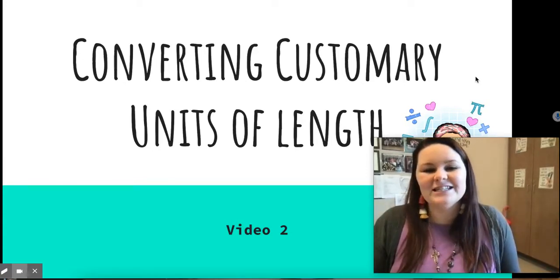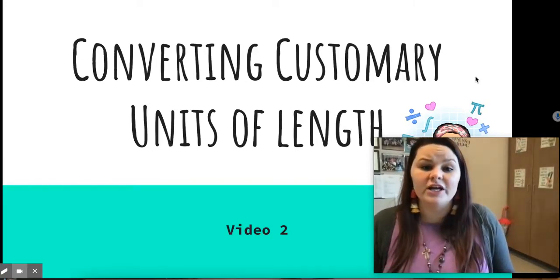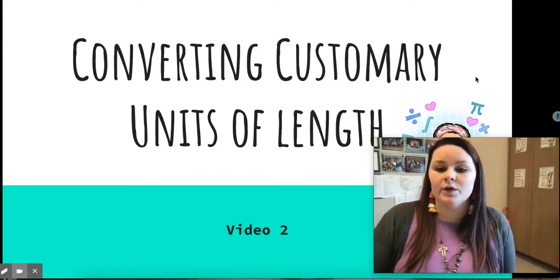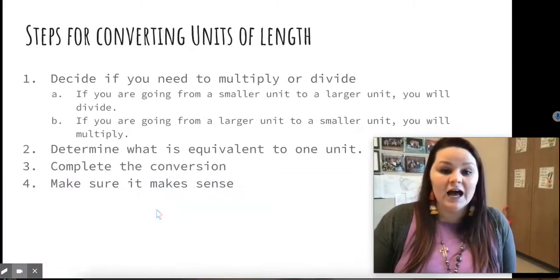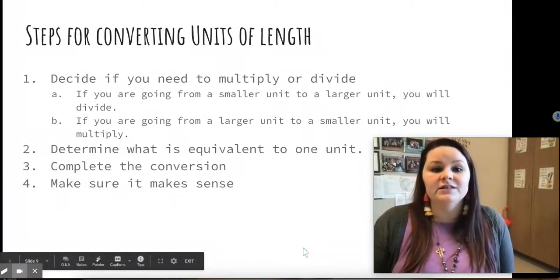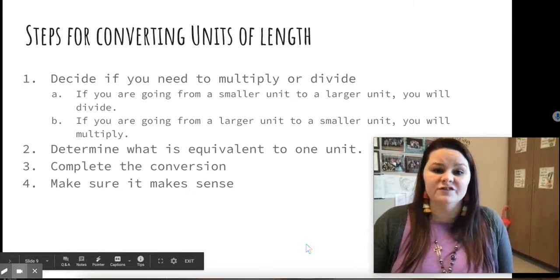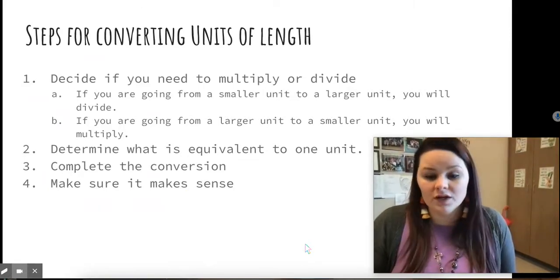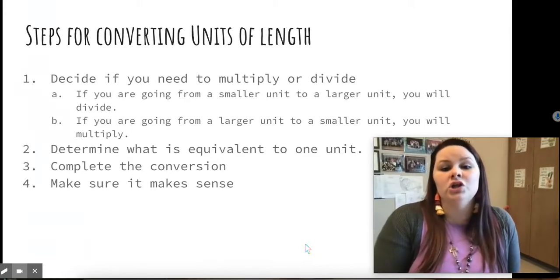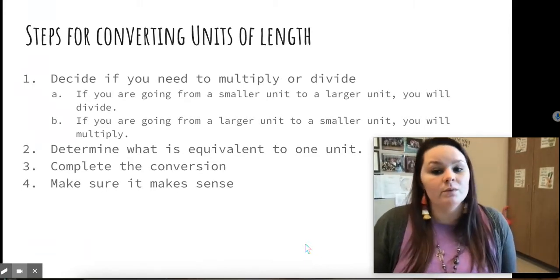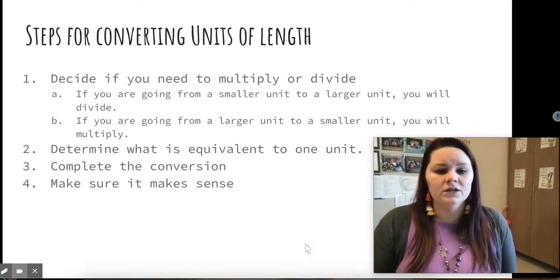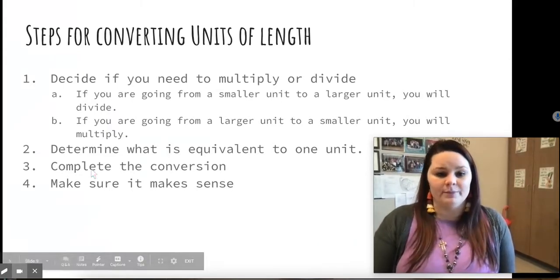Hello, hello. In this second video, we're going to be working on converting customary units of length. The same steps apply as when we converted customary units of time. The first step is to decide if we need to multiply or divide. If we have a smaller unit going to a larger unit, we divide. If we have a larger unit going to a smaller unit, we multiply. Then we determine what is equivalent to 1 unit, complete the conversion, and make sure it makes sense.